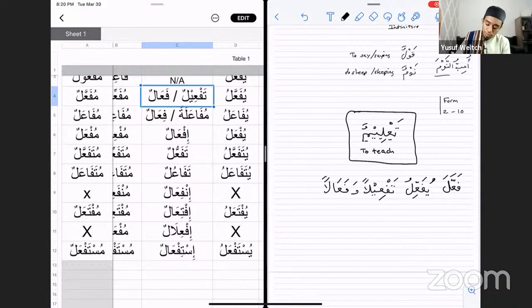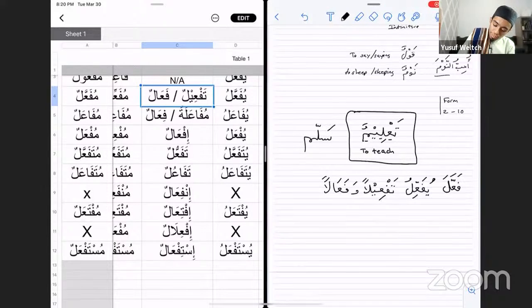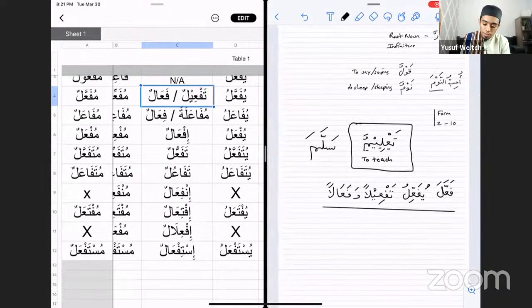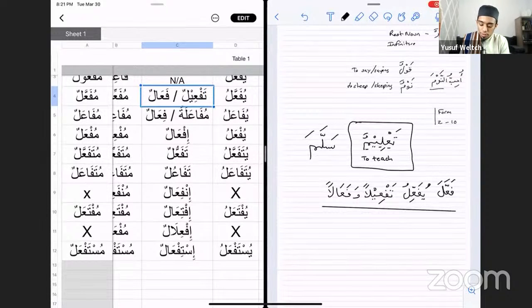If we were to do the same thing with these 3 letters, sallama, can one of you say this, but replace the fa ain lam with sin lam mim instead? Just as a practice. You can read it. Okay, tfaddal. Sallama yusallimu tasliman wa salaman. Good.